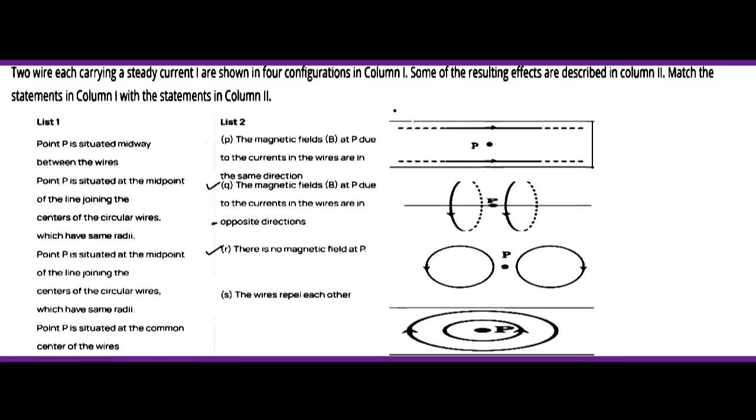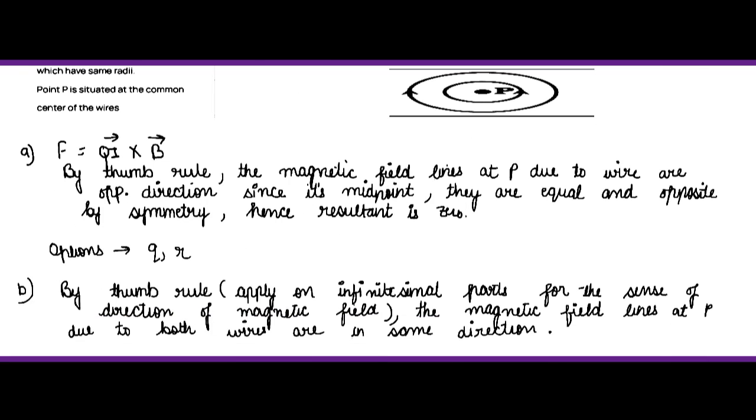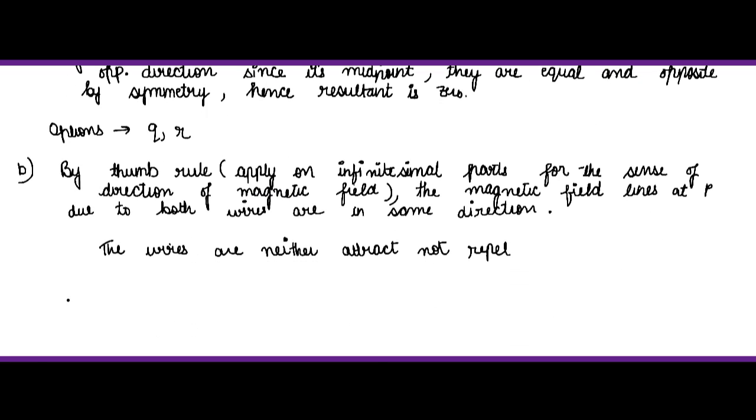Now as we move towards the options, which option is right? Here we have the question that point P is situated on the midpoint of the line joining the centers of the circular wires. As we can see from the answer, they will neither attract nor repel. It means they are in the same direction. It means this will be true for B. So here in the options I will write option P is true.